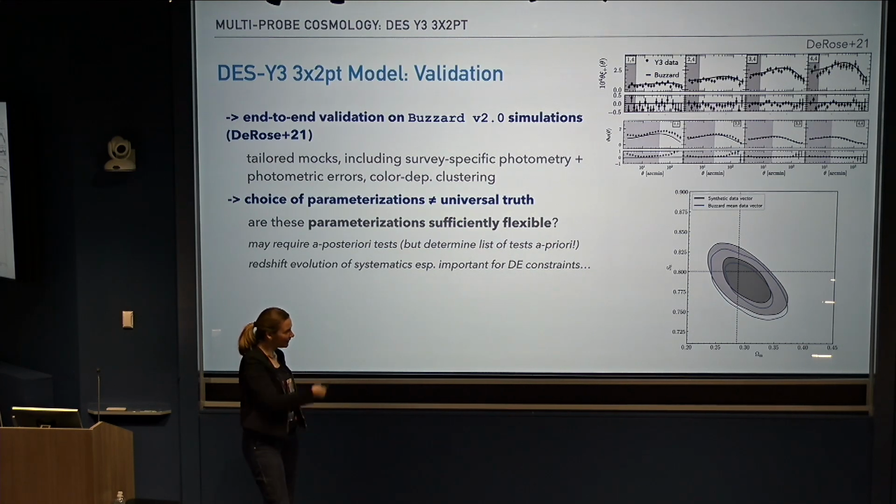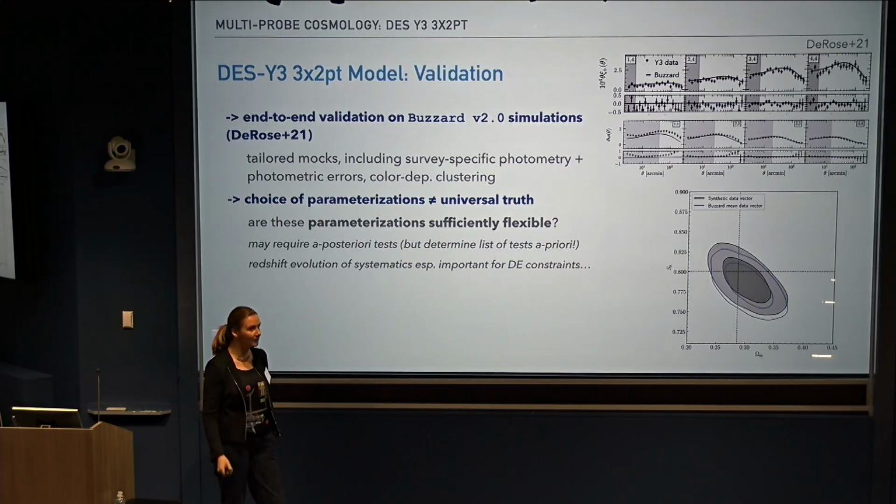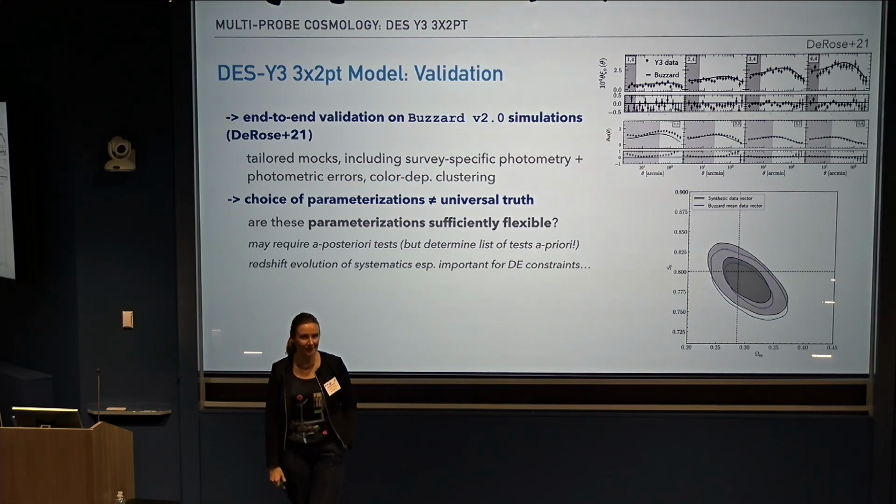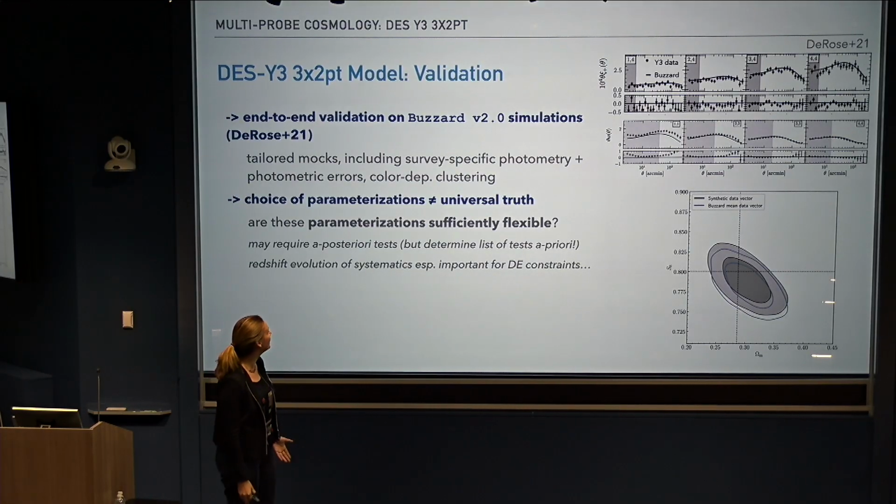For example, in Buzzard, of course, galaxy bias will evolve with redshift. It's not a stepwise function. But of course, we can only test those things that are in the simulation. For example, intrinsic alignments are not part of the simulation. That would require very different mass resolution. So we need additional tests then to make sure that those prioritizations are sufficiently flexible.